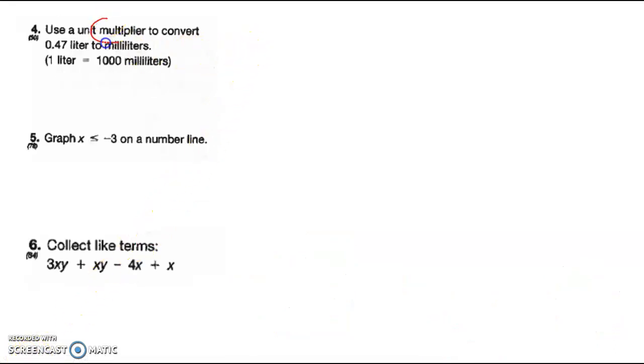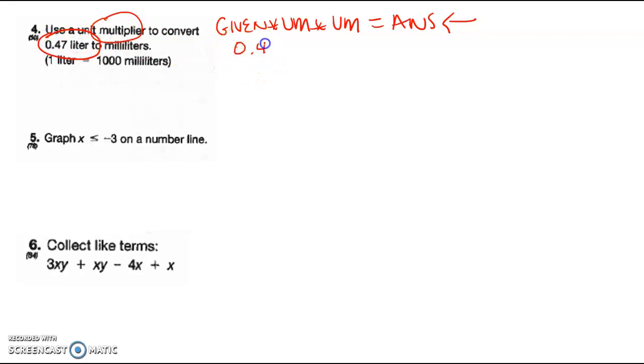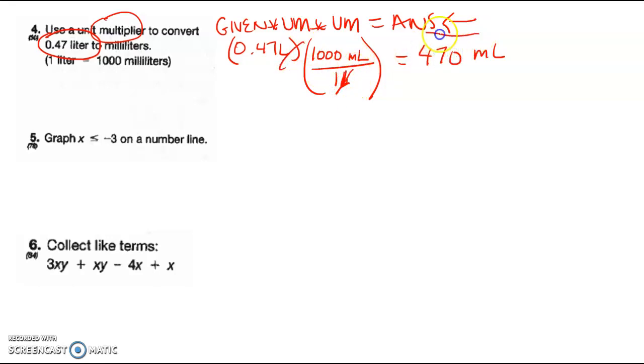Okay, unit multiplier. So we know that the formula for unit multiplier is given times the unit multiplier, and sometimes there's more than one, we don't know yet, is equal to the answer. And you can put this in your spiral if you don't already have it. So we are given 0.47 liters, and we want milliliters, so we're going to need milliliters to be in the top. So we have 1,000 milliliters over 1 liter. Our liters are going to cancel, and this is going to be 470 milliliters.